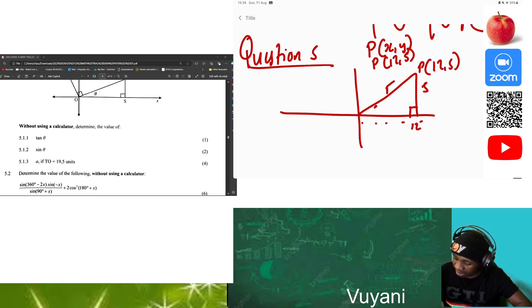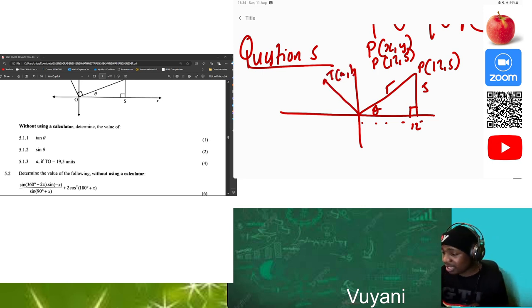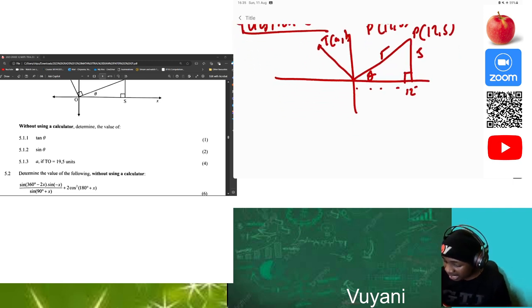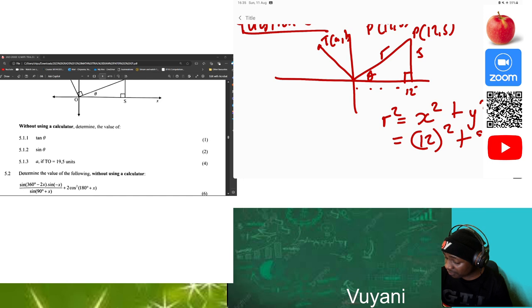So we need to know the value of r, and of course we are also given point T, which is (a; b). Now we can calculate the value of r according to the Pythagoras theorem before we even solve the problem at hand. So we know that r squared is always equal to x squared plus y squared. What is our x? Our x is 12 units, so that's 12 squared plus 5 squared.